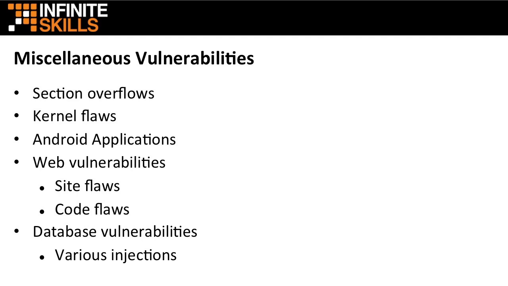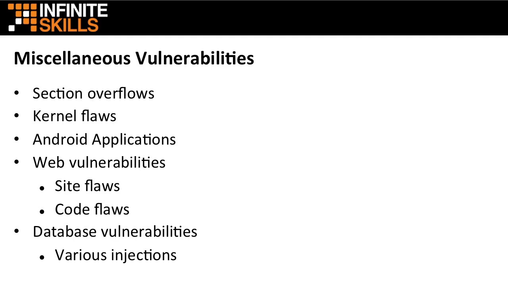We'll also cover some miscellaneous vulnerabilities, such as section overflows. So in addition to overflowing various buffers, you can also overflow various sections in your programs. So we'll talk about that. There are likely flaws in your operating system kernels that can be exploited. So we'll talk about finding those and exploiting them as well. We will also talk briefly about Android applications and how you might find some flaws in them and exploit them.